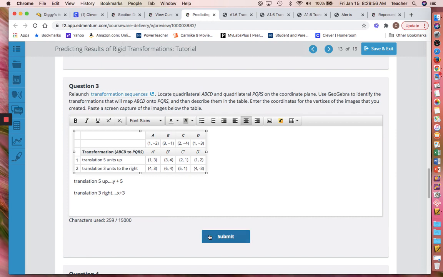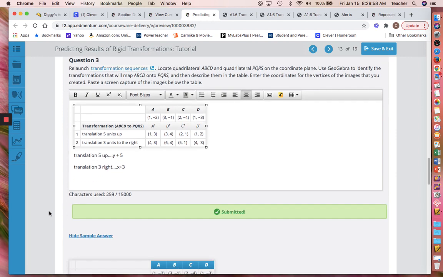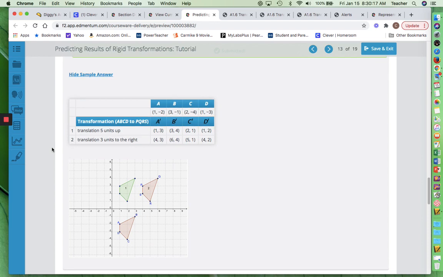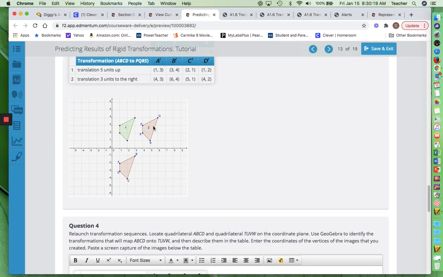Completely up to you how you want to do this, cheat codes or if you're a visual person. But remember, you're not going to have a visual representation on the ACT, so you pretty much want to learn these cheat codes because it's on the ACT, and you want to be able to do these problems in 15 seconds or less because you only got 1 minute per problem. All right, there it is. Up 5, right 3.